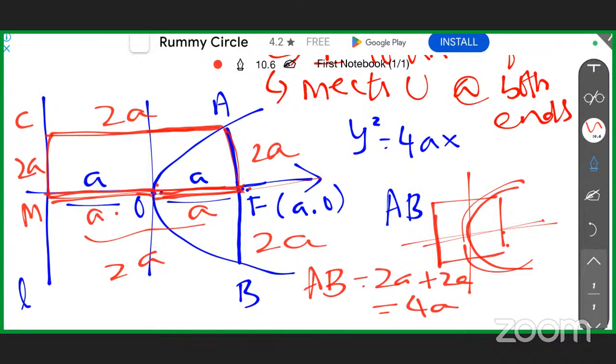Tomorrow we'll discuss two simple topics, not as difficult as this parabola. It's a very, very easy topic, that is ellipse and hyperbola. It will take hardly 25 minutes. So once that is over, we'll start the problems. At least we'll solve problems on circles and parabola, so that for the weekend test we'll have at least two sections.